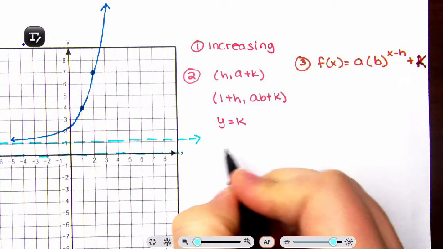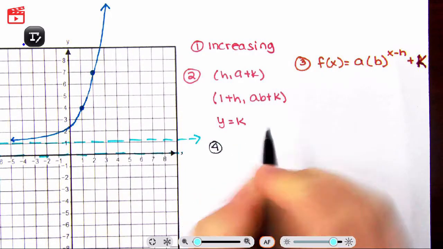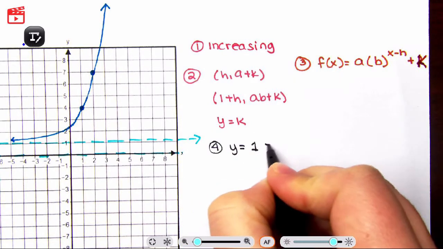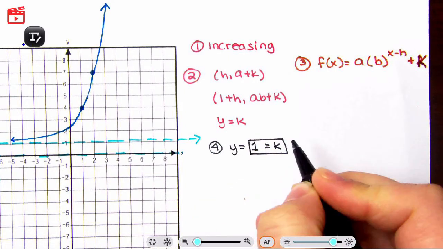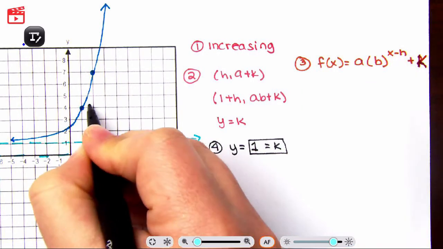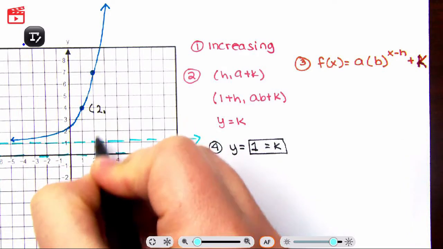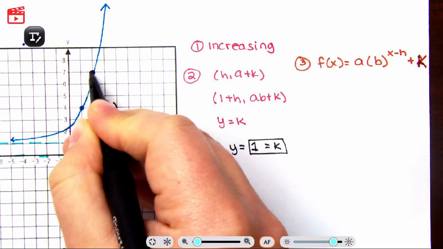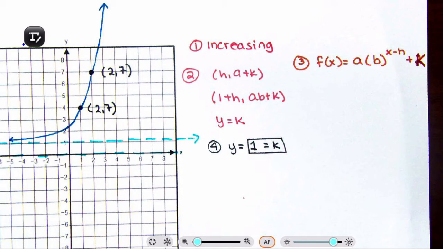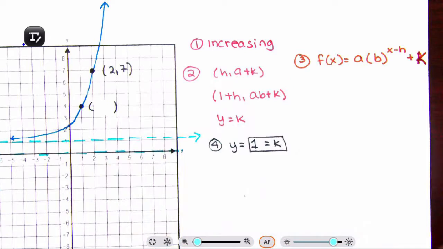Step 4, let's now start identifying things that we know. First of all, I know what my k value is. I know my asymptote is at 1. So that means k is 1. From that, I need to know what my first point is. My first point is 2, 4. Oh, that's actually my second point. So 2, 7 is my second point. My first point is, let me rewrite that, you guys, because that's 2, 7. My first point is 1, 4.